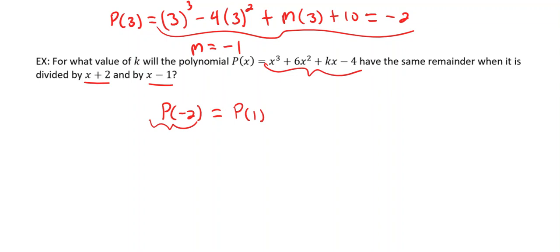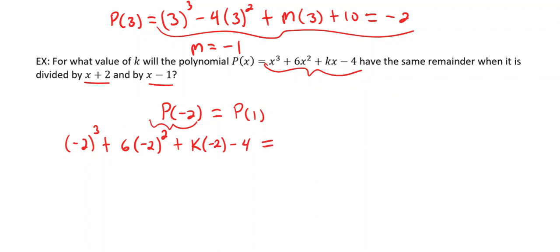This is like the start, right? This is probably the hardest part, just figuring out where you set those two things equal to each other. And then what we're going to do is rewrite p of negative 2 as the equation with a negative 2 in for all the x's. So that would be negative 2 to the power of 3 plus 6 times negative 2 squared plus, and then I don't know k, times negative 2 minus 4. And that is all equal to p of 1.